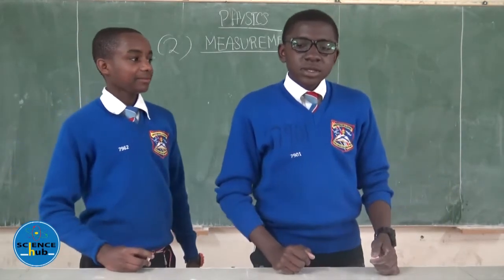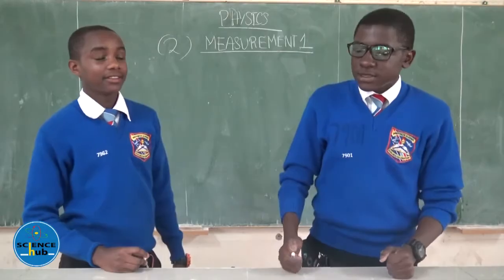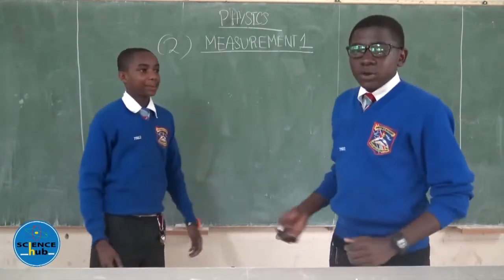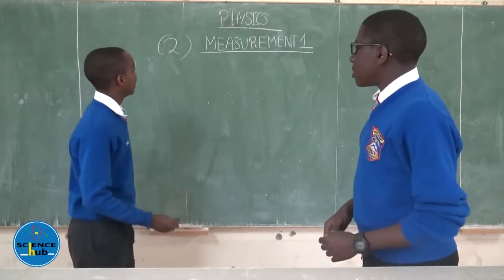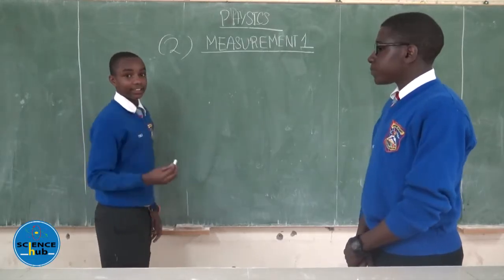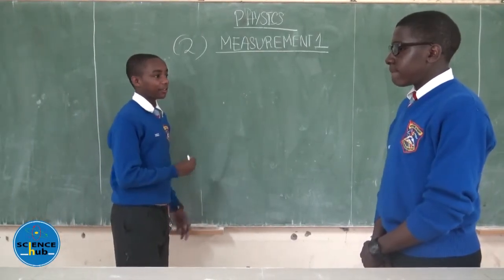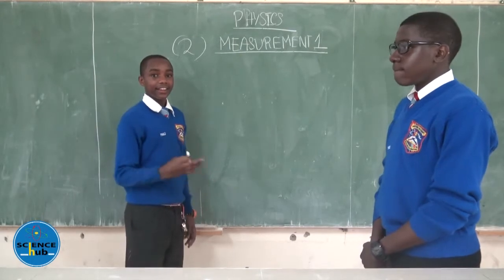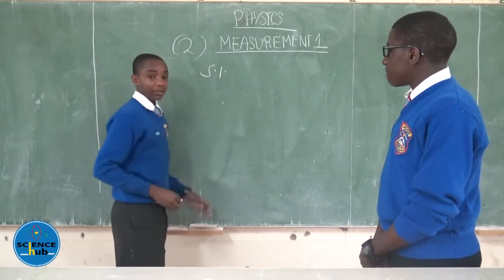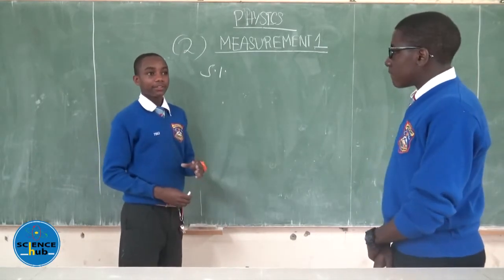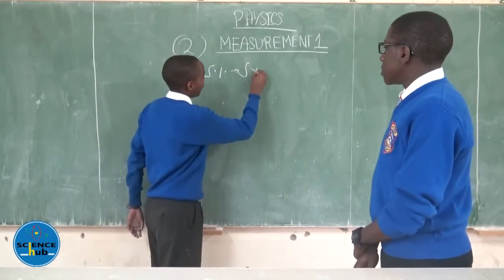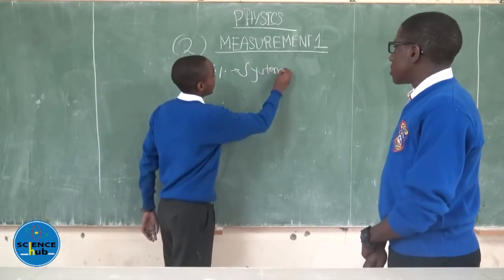Now we'll be discussing the second topic of physics, which is measurement 1. And I'd like my counterpart, Ian Ochako, to explain more. In physics, we do measurement 1 as the second topic. Scientists from all over the world in 1960 came up with the SI units that were to be used to measure specific units. These SI units stand for System International.